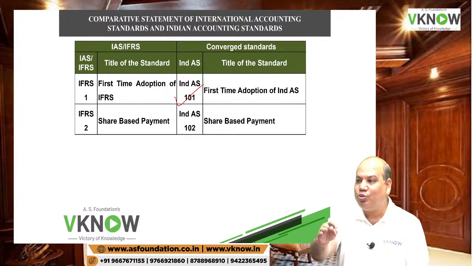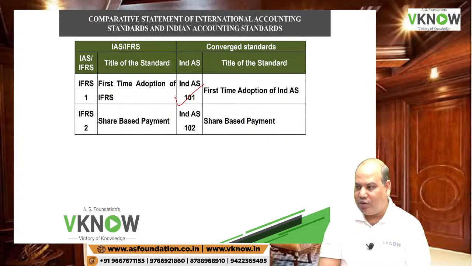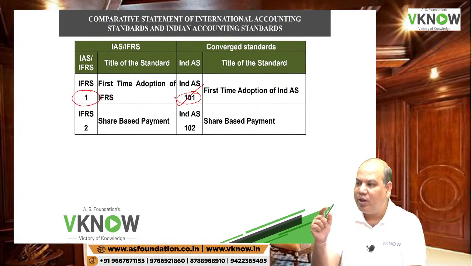Ind AS 42 to Ind AS 100 gap. There is nothing, because then IFRS 1 was issued. After IAS 41, IFRS 1 was issued. So what we have done, we have added 100 to this number. So if it is IFRS 1, our number will be 101. Our number will match with IAS, and our number will be 100 plus the IFRS number in case of Ind AS. Name is same. First time adoption of Ind AS.